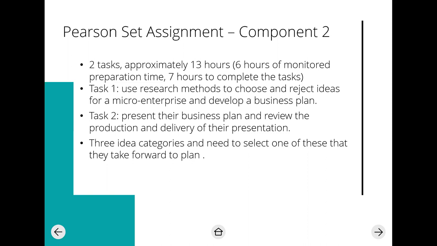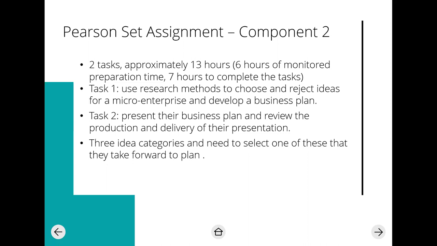The one they choose to take forward, they then develop a business plan. And the way this works is you're given a budget. The budget doesn't change, it's £50. Okay, you're just again given different industries that these enterprises could fit into.